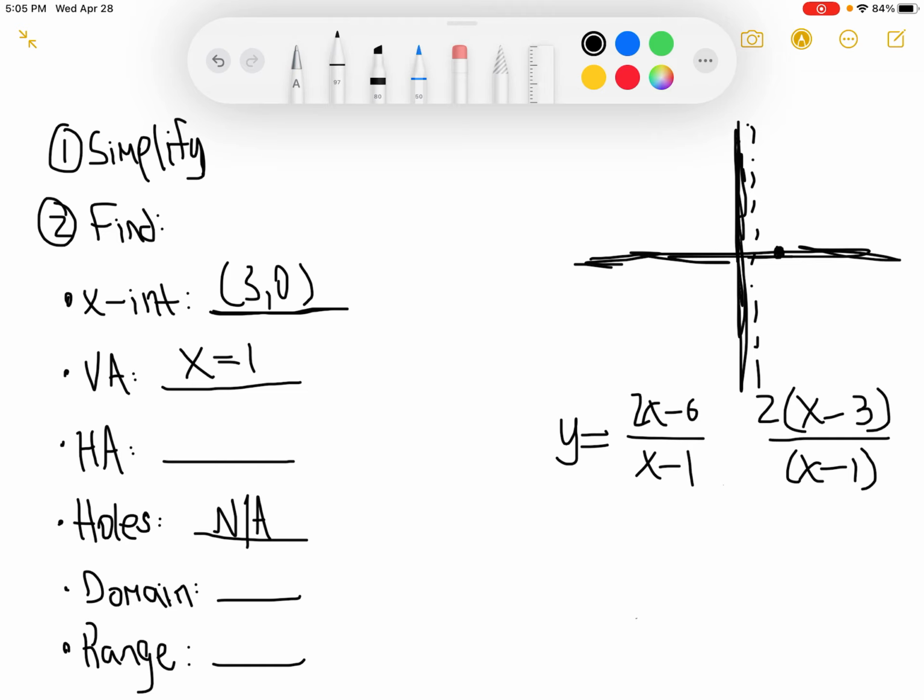Horizontal asymptote. We find that by looking at the powers, depending on if one is greater than the other or if they're equal. Since they're equal, you simplify the coefficients by dividing them. So there's a coefficient of 2 here and a coefficient of 1 since there's nothing there. So 2 divided by 1 is 2. So the horizontal asymptote is at y equals 2.